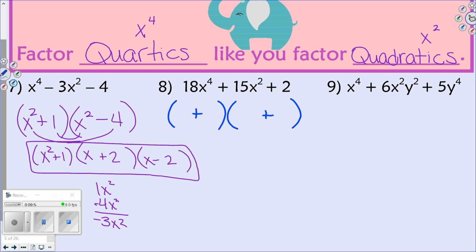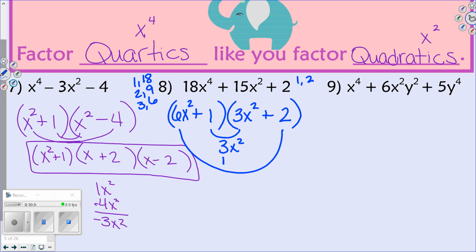All right. Options for A. We got what? 1 and 18, 2 and 9, and then we just have 1 and 2 over here. So what do you want to go with? 6 and 3? So 6x squared and 3x squared. The biggest thing is just going to be remembering that you need that squared on there because it was a fourth. Then 1 and 2 or 2 and 1? 1 and 2. So if I check, that gives me 3x squared. Outside gives me 12x squared, which is 15x squared.